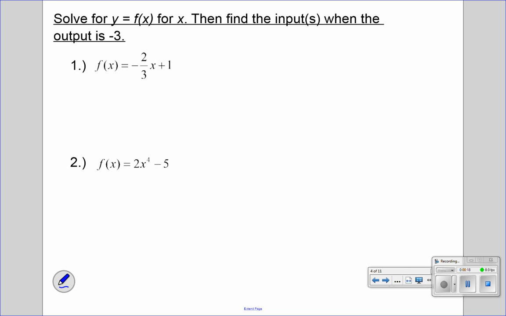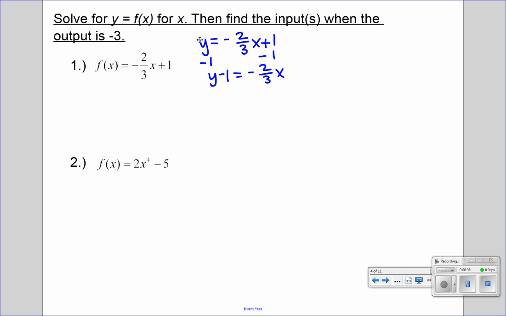So instead of writing f of x, to make this a little bit easier, I'm going to write it as y. So we're going to do y equals negative 2/3 x plus 1. And now we're going to move everything over. We're going to isolate our x. We're going to get x by itself. So you're going to subtract by 1. So 1 minus y minus 1 equals negative 2/3 x.